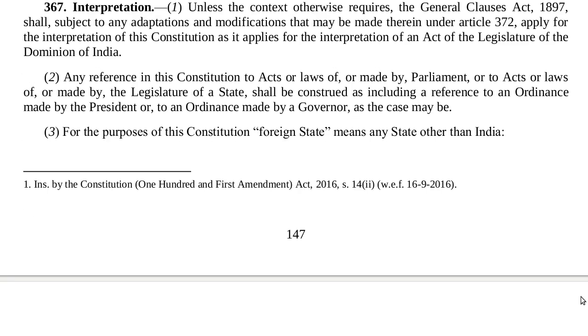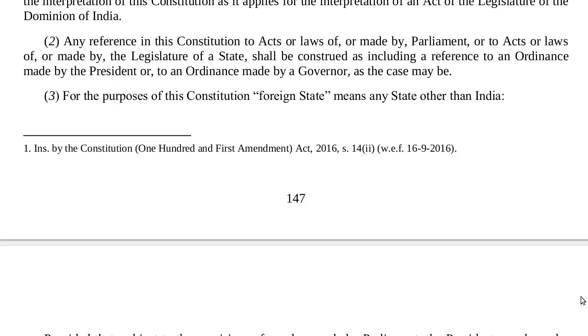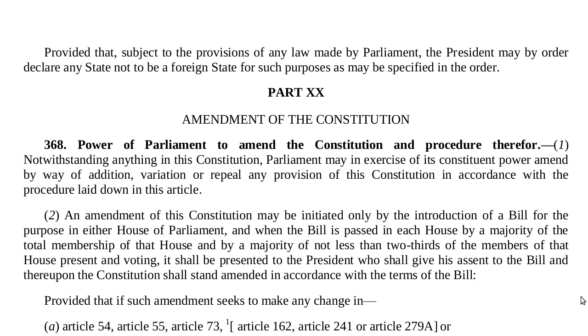3. For purposes of the Constitution, foreign state means any state other than India, provided that, subject to the provisions of any law made by Parliament, the Government of India may by order declare any state not to be a foreign state for such purpose as may be specified in the order.